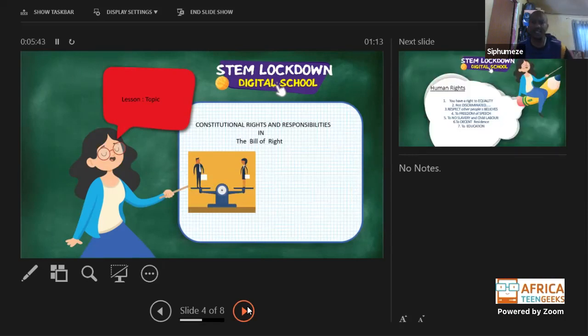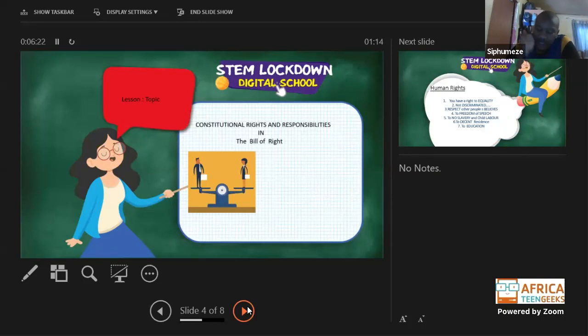Okay, this is another constitutional right. This one is about equality. As you know, there is a saying that men and women are not equal, but this constitutional right focuses on equality. Everyone should be treated equally. It doesn't matter which gender or which race the person is. So the Constitution's Bill of Rights provides for equality.